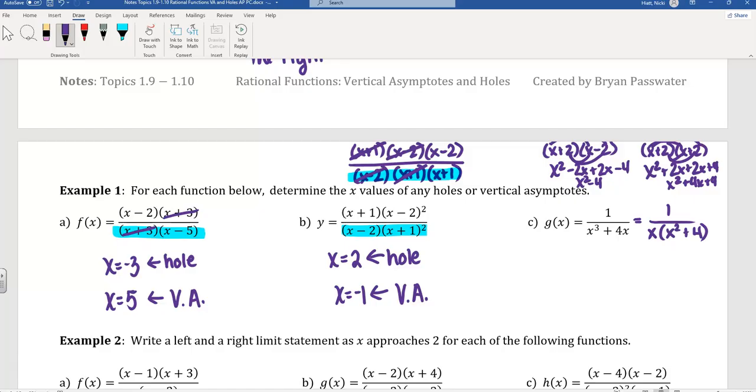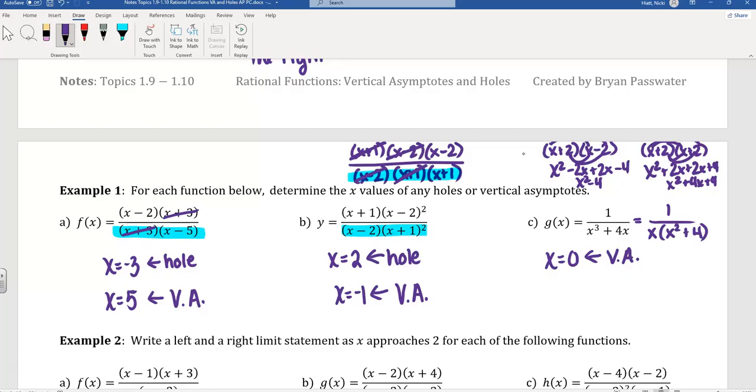But what you can do to check, although we're going to see something happen here: I know x equals 0 is definitely going to be either a hole or vertical asymptote, but does anything cancel with the numerator here? No. So that has to be a vertical asymptote.